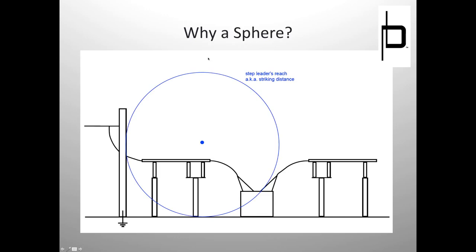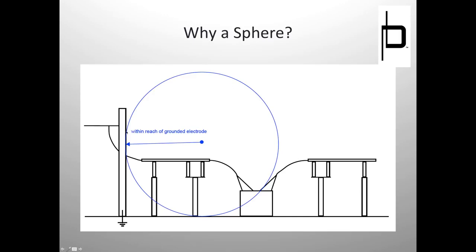This strike distance, which is a factor of the stroke current that it's trying to dissipate, is represented by this blue circle. You can see here that it can reach this grounded electrode. This is a dead end structure or a lightning mast or whatever it is. It's within reach of a grounded electrode, and it is also within reach of a lot of this equipment. However, the thought behind this, again not 100%, but observation tells us, for the vast majority of time, if a step leader has a choice between striking your bus or striking a grounded electrode, it's going to want to strike the grounded electrode. That tends to be the path of least resistance.